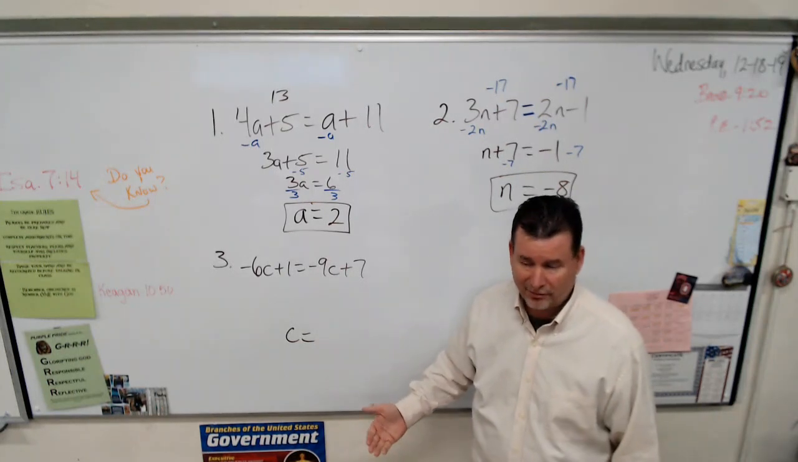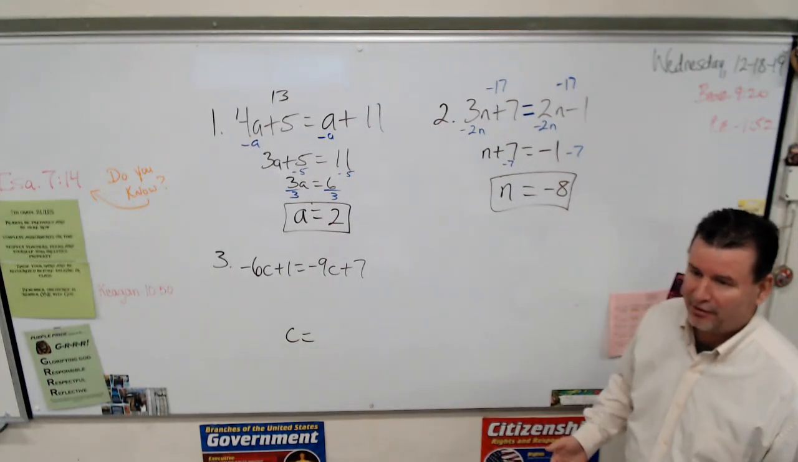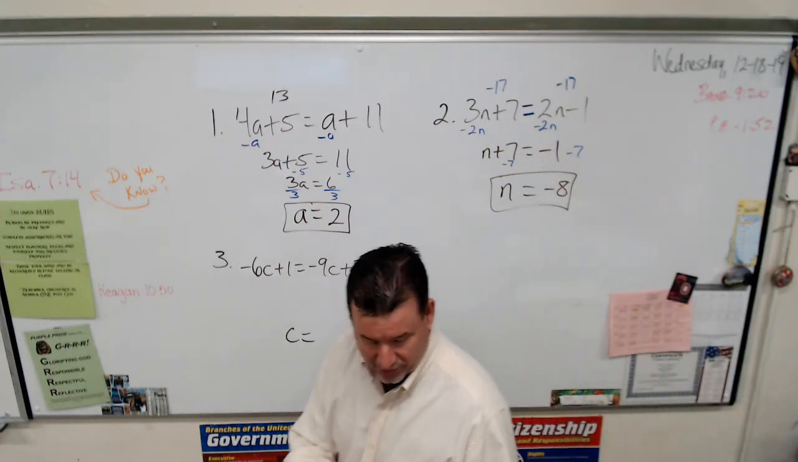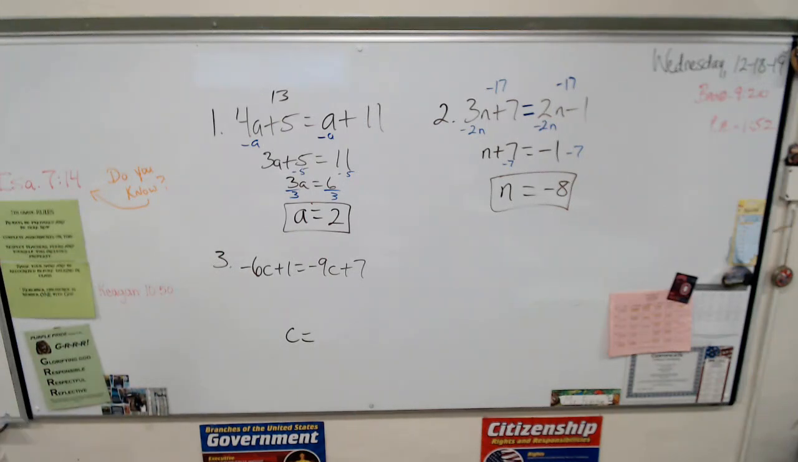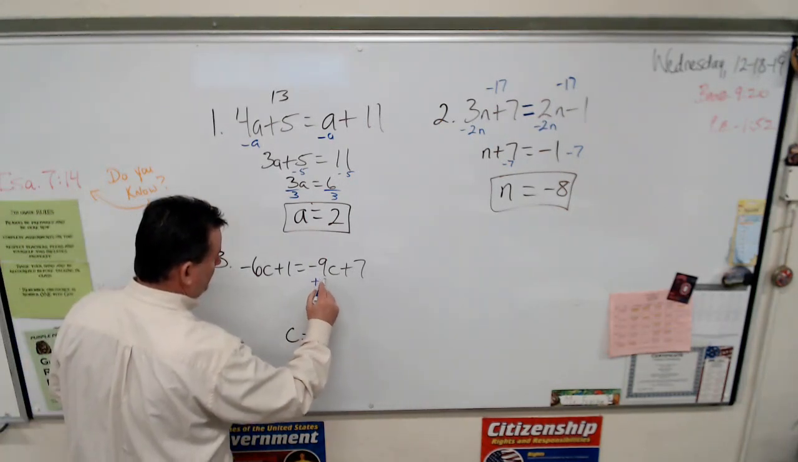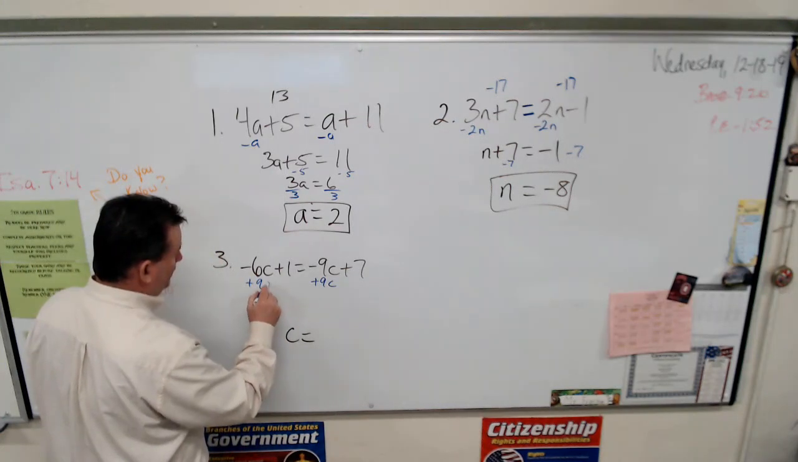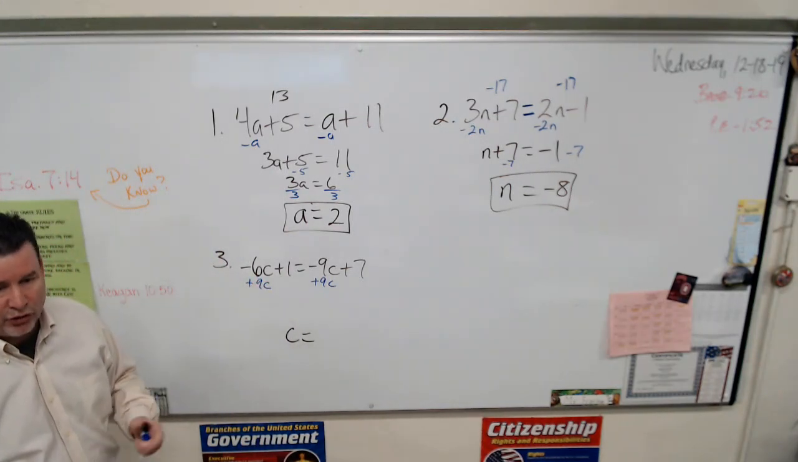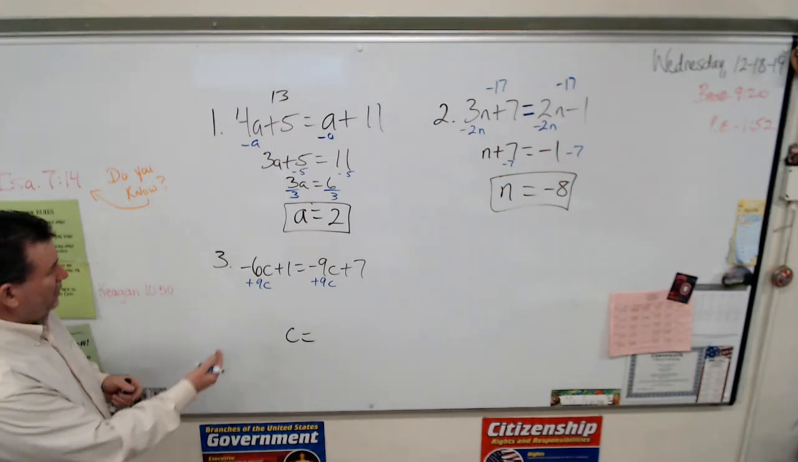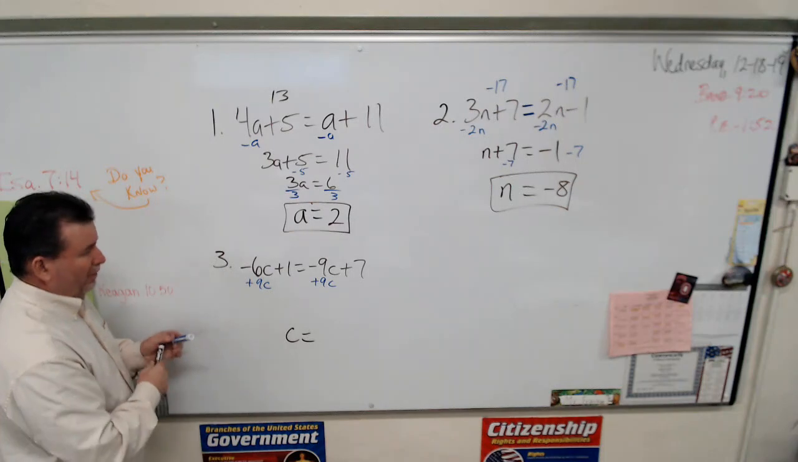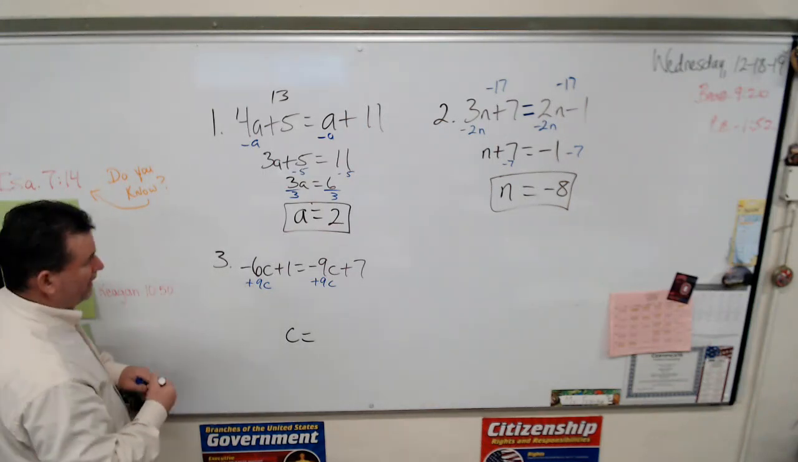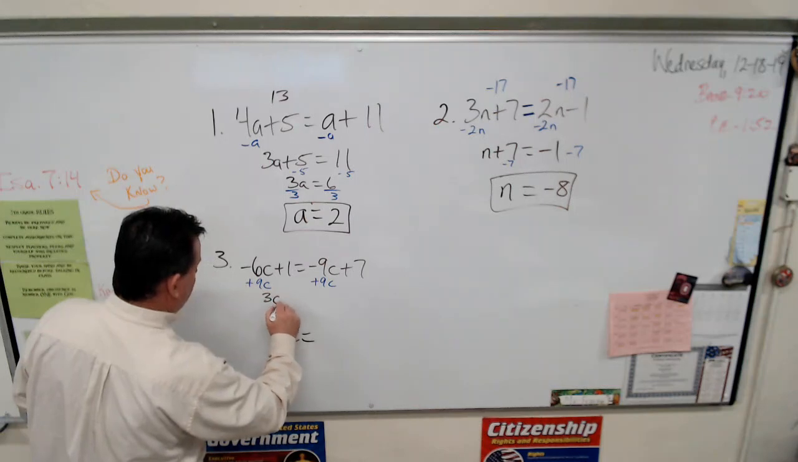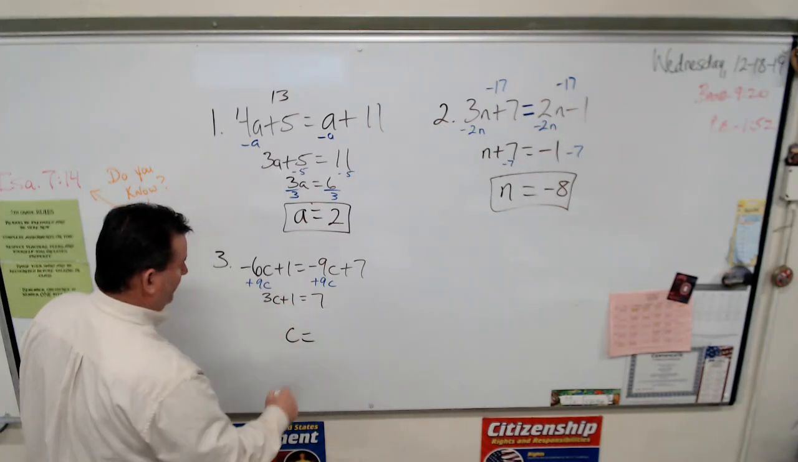That's a good thing. You add. Yeah. This is negative 9C. How would I undo negative 18? Add 18. So it's negative 9C, so I'm going to add 9C to both sides. Am I going to add 9C to 1? No, they're not like terms. So what do I have? What's negative 6 and positive 9? 3C. 3C plus 1 equals 7.